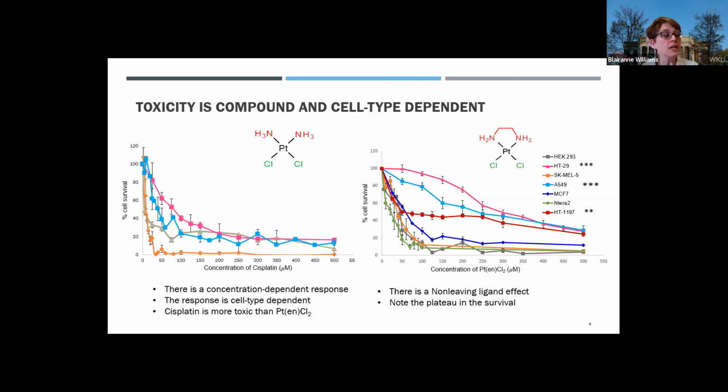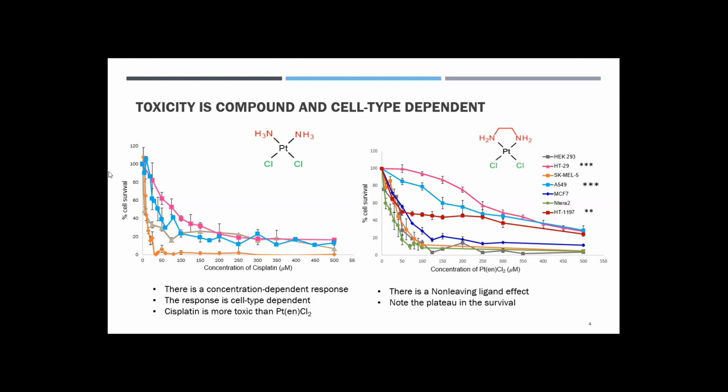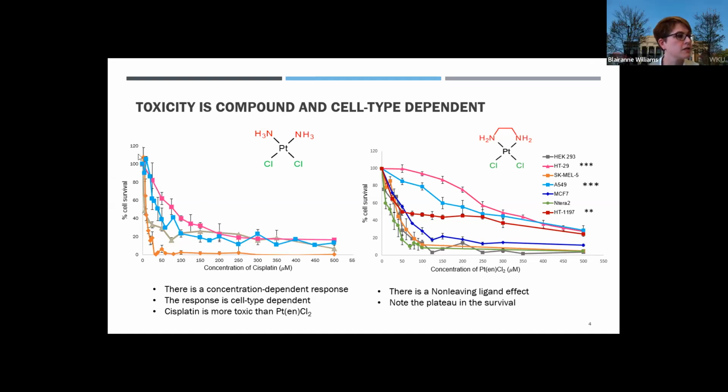This is a cell survival assay, a metabolic assay. We have used the MTT assay, which basically measures mitochondrial function, and we are looking at cell survival. All of this data is normalized to the untreated control for each cell type. The colors do carry through.